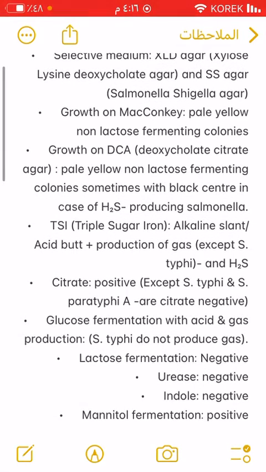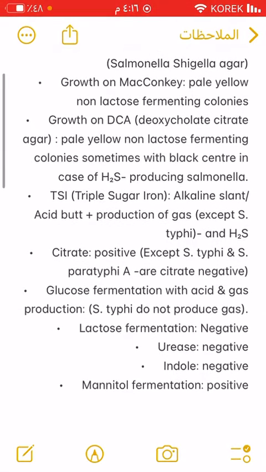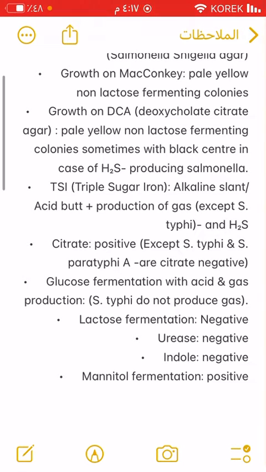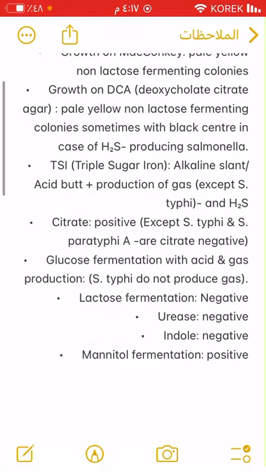And here we have an alkaline slant and acid butt. We have one important point: production of gas is positive except for Salmonella typhi. Salmonella typhi doesn't produce gas. Okay, and H2S is positive for both Salmonella typhi and other species.